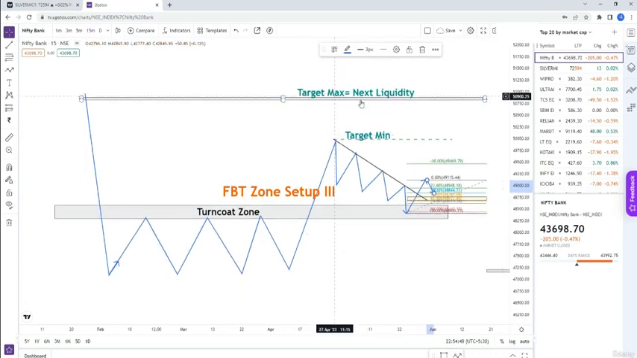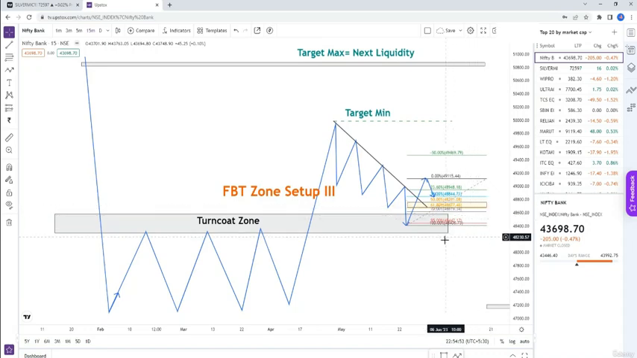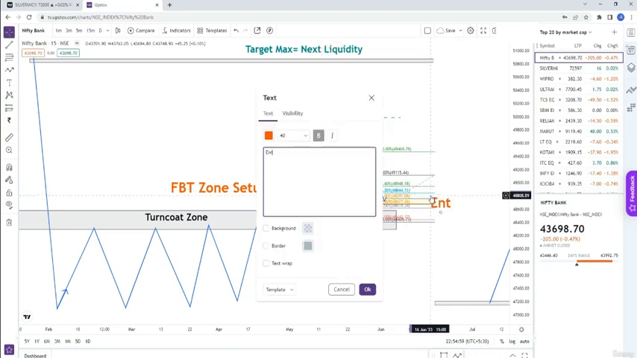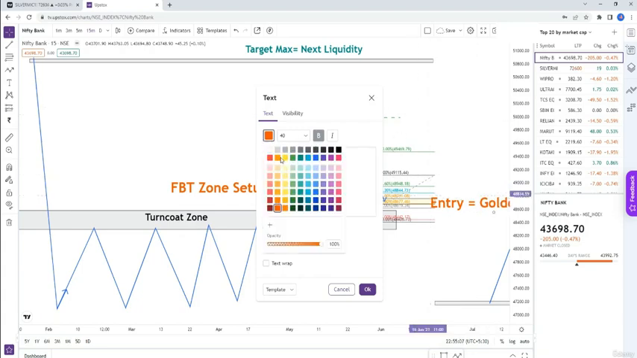Again, the maximum target will be the liquidity. Your minimum target will be the Fibonacci. So your entry will be at zones. Entry equal to golden zones, and the same rule which I taught you.